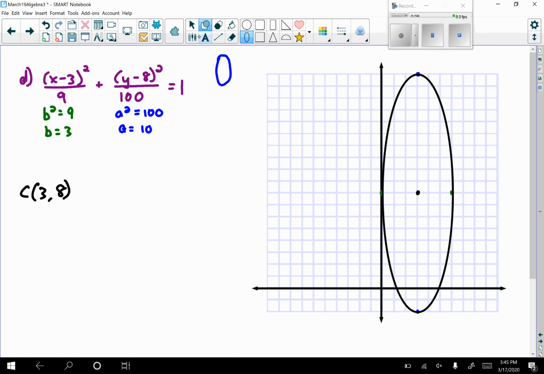All right, looking at our vertices here at the very top and bottom. At the bottom here, we're counting over 3 down 2, so we have 3, negative 2. At the top, count carefully, but this should give us 3, 18. Off to each side, this one here, we are up, should be at 8. So we are at 0, 8. And then over here, should be at 6, 8.